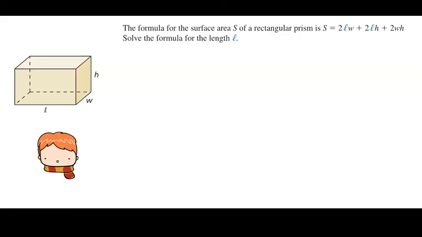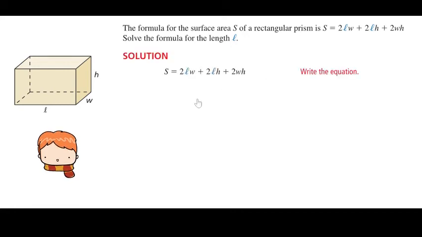So here's the formula to find the surface area of a rectangular prism. It is given by S is equal to 2 times the length times the width plus 2 times the length times the height plus 2 times the width times the height. What they want you to find is to solve the formula for the length. So we're going to rewrite the equation so that it is a literal equation.